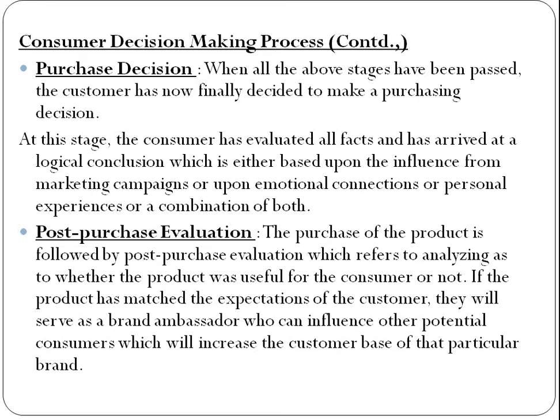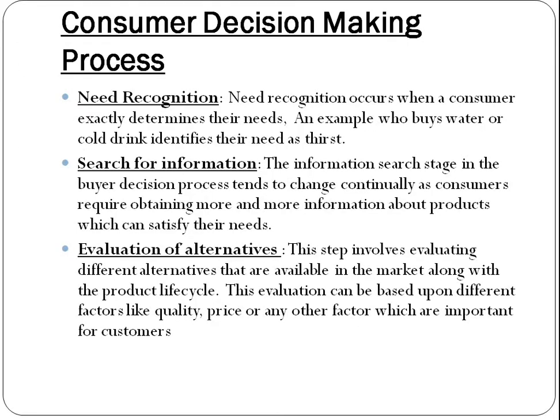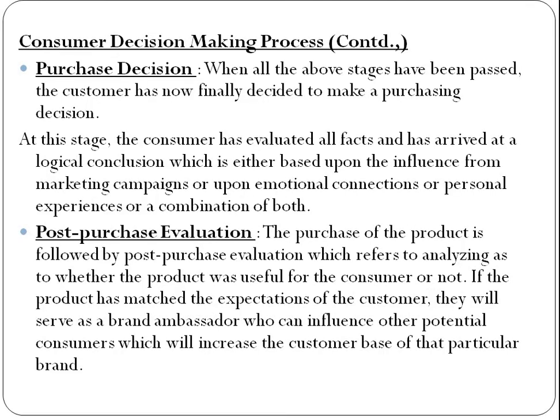So these are the 5 processes. The first one is need recognition, second one is search for information, third one is evaluation of alternatives, fourth one is purchase decision, and the fifth one is post-purchase evaluation.